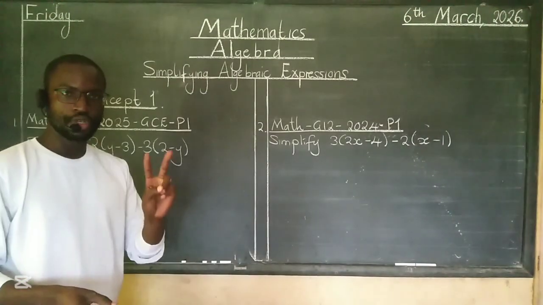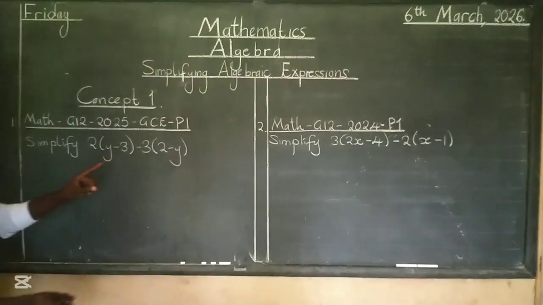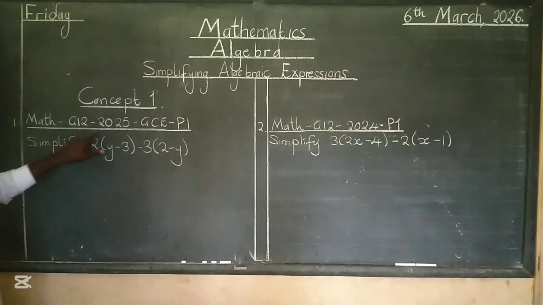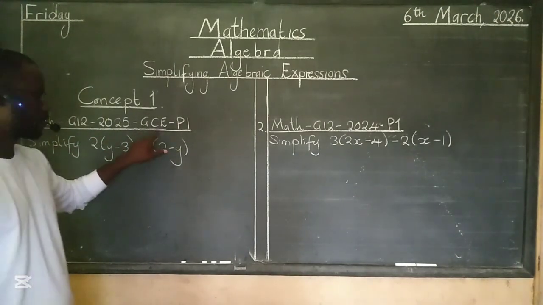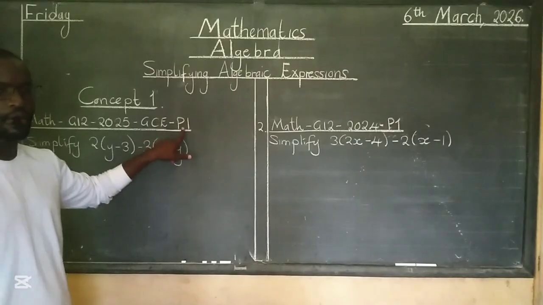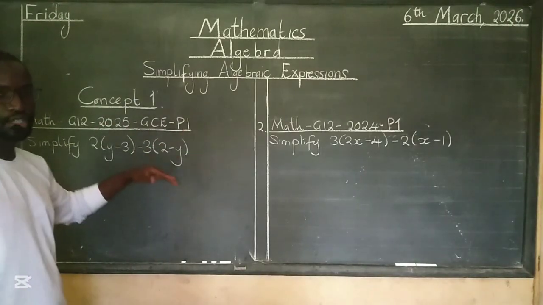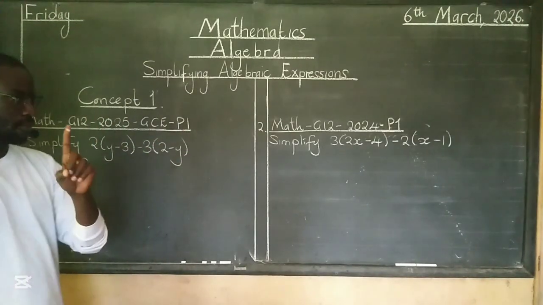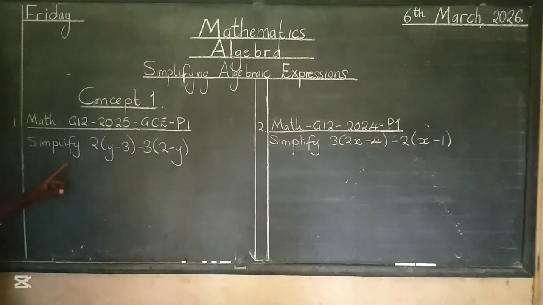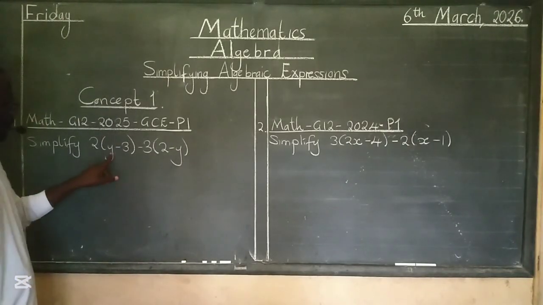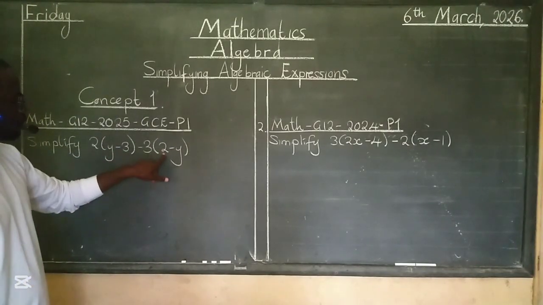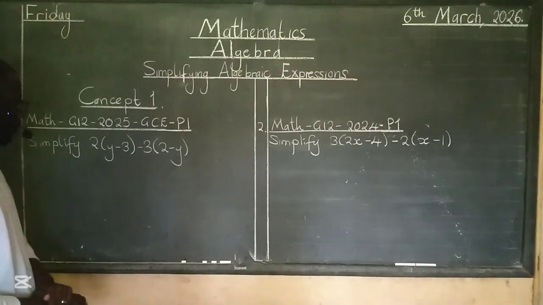Now let's attempt two examples. The first example is from the Mathematics Grade 12 2025 paper written by the GCEs, paper 1. By the way, concept number 1 is found in the first paper, Mathematics paper 1. The first question says: simplify 2y minus 3(2 minus y). How do you deal with this?